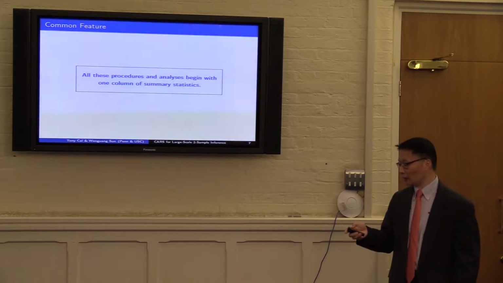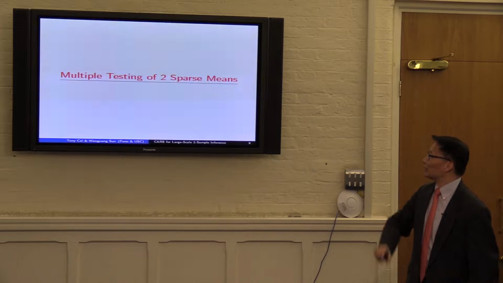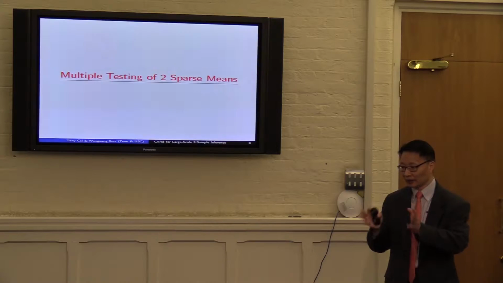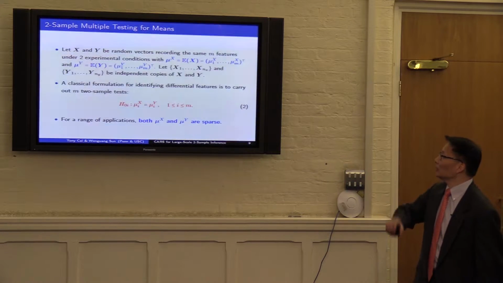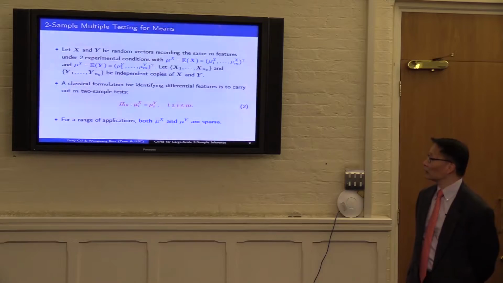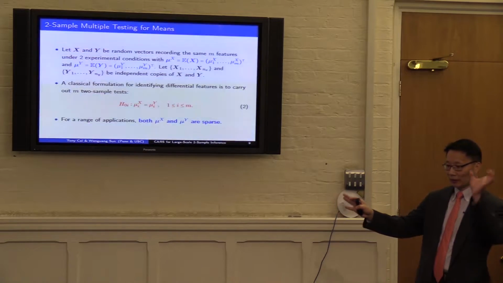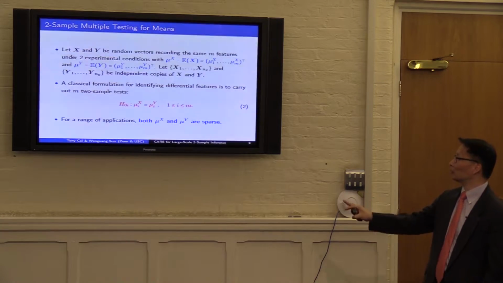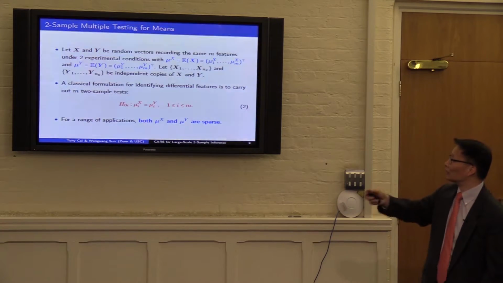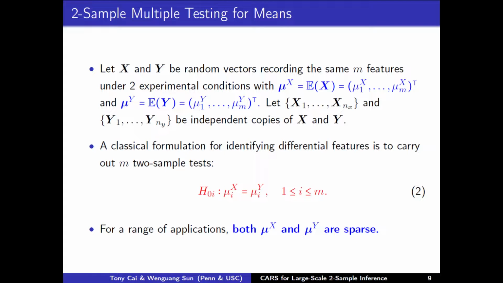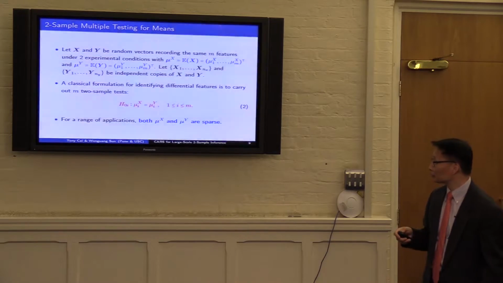And today we are going to talk about multiple testing of two sparse normal mean vectors. So again, let's look at the notation. We have X sample, we have Y sample. So you can think of the sample from condition 1, sample from condition 2. And each has its own mean, mu X and mu Y. And we want to do multiple comparison of those two long vectors of means.